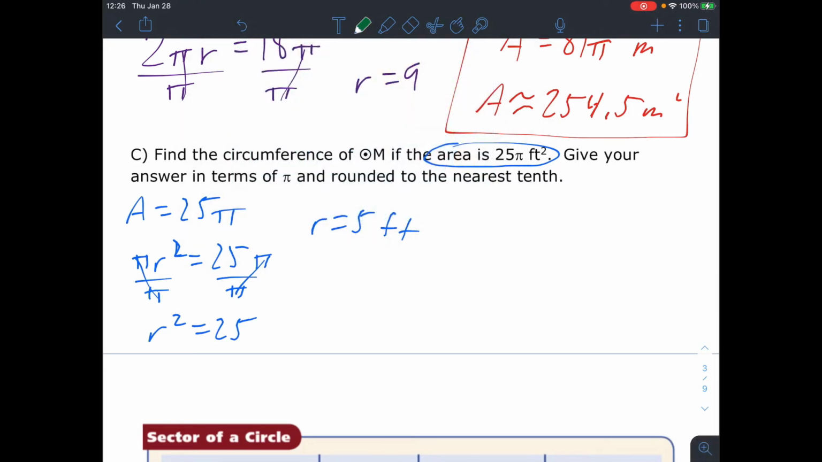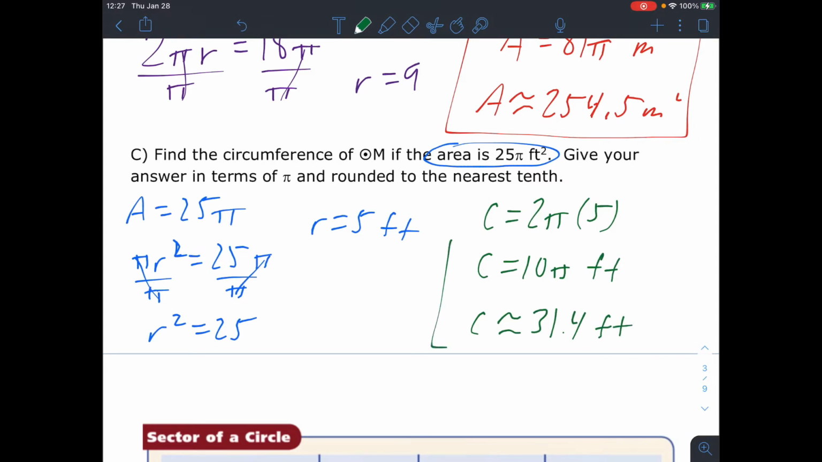So then we can find the circumference by putting 5 into our 2 pi r formula. And our circumference is 10 pi feet. And if you want that to the nearest tenth, type that in your calculator, you would get 31.4 feet.